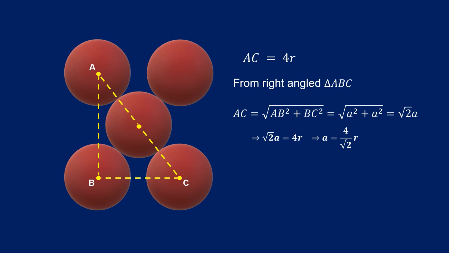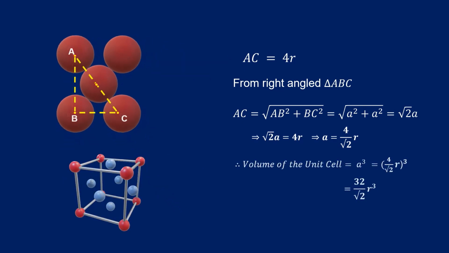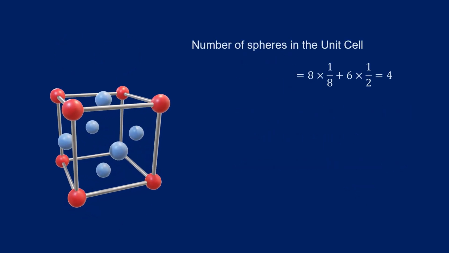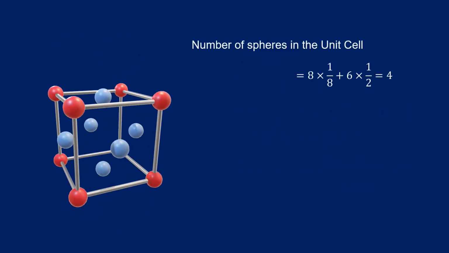Now, using this relation for the edge length a, we now know the volume of the unit cell. Keep in mind that here, we have not yet considered the volume of the spheres, and this is just the volume of the empty unit cell. To find the total volume occupied by the spheres in the unit cell, we need to first know the number of spheres per unit cell, which is also known as the rank of the unit cell.